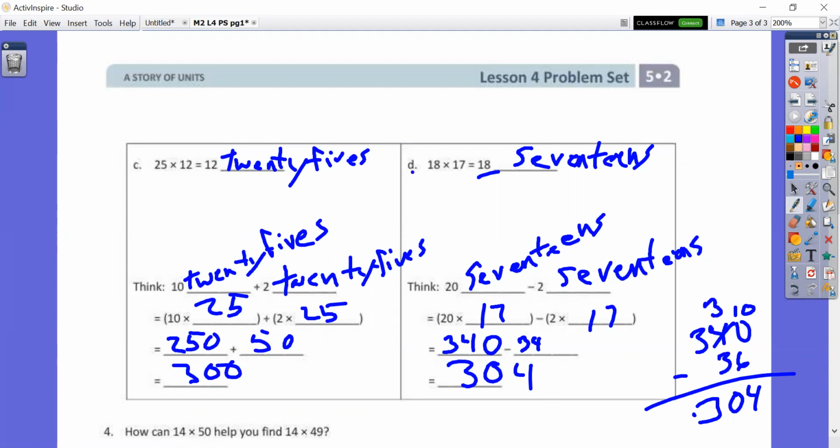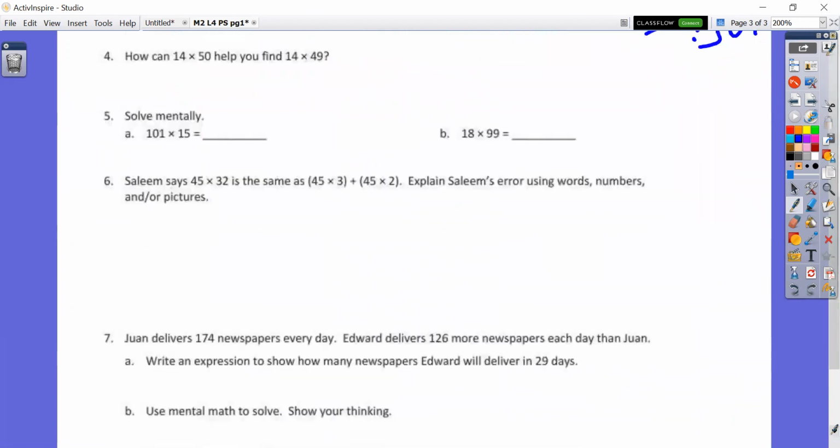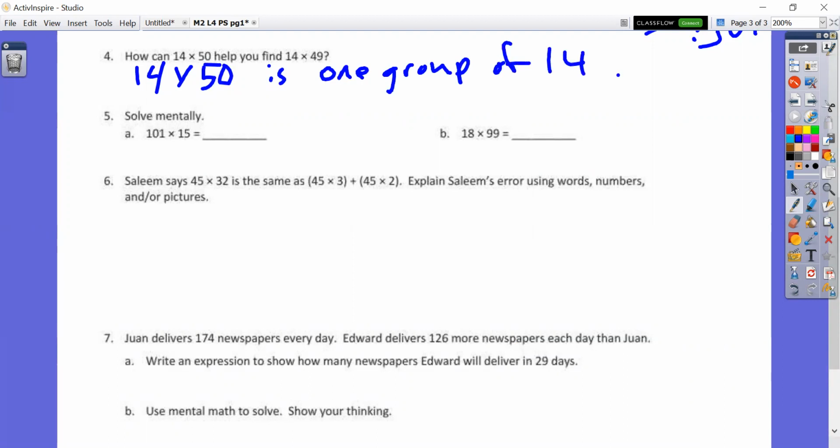So once again, 18 times 17 is a math problem that is a very hard challenge to do in your head. But if you use these strategies, you can make life simpler for yourselves. All right. How can 14 times 50 help you find 14 times 49? Well, 14 times 50 is one group of 14 more than 14 times 49. So that helps us solve that.